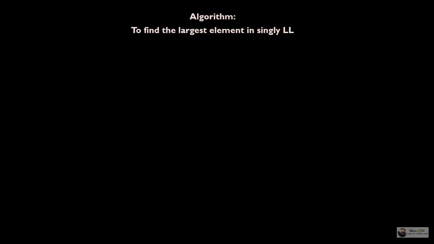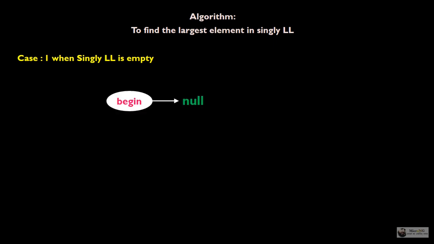Let's see an algorithm to find the largest element in a single linked list. Now there can be two cases. Case 1: when the single linked list is empty. When the single linked list is empty, begin will point to null. So when the begin pointer is pointing to null, the single linked list is empty and we have nothing to do. The second case is when the single linked list is not empty.